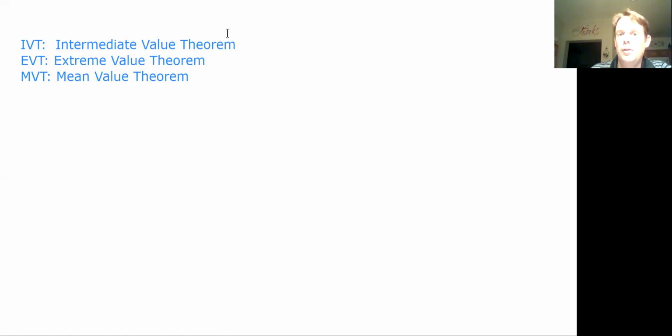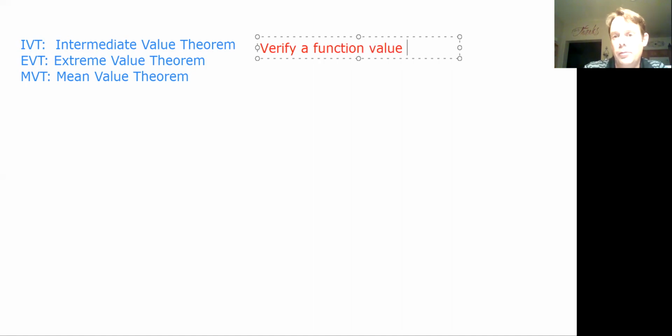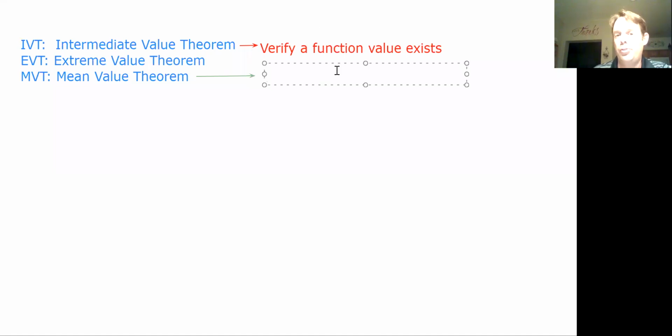Okay? And for a couple of these, we've already said, at least for the intermediate value theorem, we like this one because this one verifies a function value exists. So this is what the IVT does. It's a big one for us. It verifies that a function value exists. Well, the mean value theorem is going to do something very similar to that. It's a big theorem as well, but it's not going to verify a function value exists. It's going to build upon what Rolle's theorem started to do. Rolle's theorem verified that a derivative equal to 0 exists.